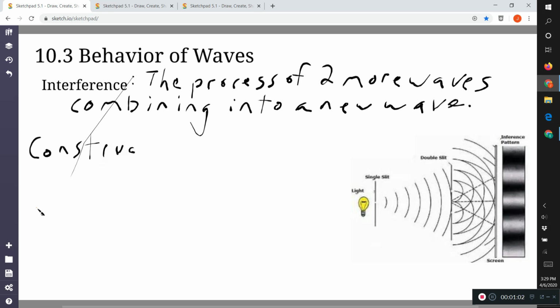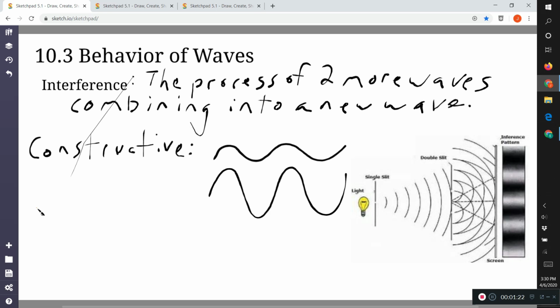Now, I'm not going to give you formal definitions here. Pictures are going to do the job better. If you have wave 1, and then you have wave 2, and notice that the crests and troughs are matching up. Make this one a little bit bigger. Then they're going to combine to make an even larger wave. They're going to add the amplitudes together in the same pattern. And that's called constructive interference.